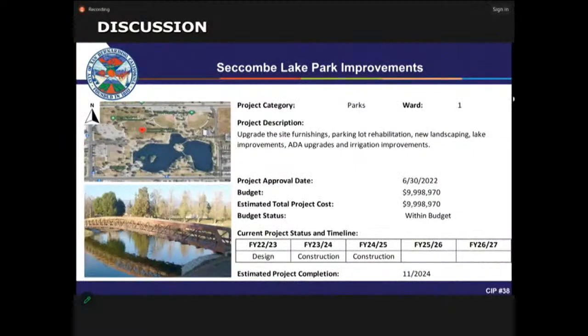Next project is Seacombe Lake Park improvements. The proposed improvements include upgrading the site furnishings, parking lot rehabilitation, new landscaping, lake improvements, ADA upgrades and irrigation improvements at Seacombe Lake Park. Total budget for the project is approximately $10 million. This is a combination of ARPA and San Manuel Band of Mission Indians funding sources. The project is currently in design phase, and our anticipated completion is by November 2024.